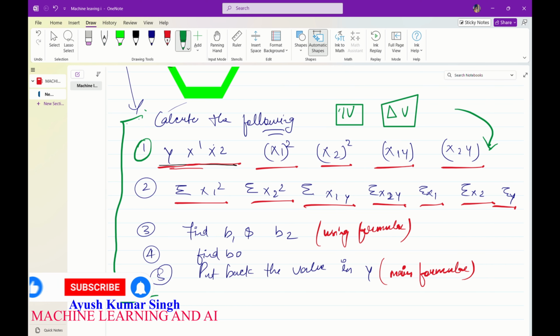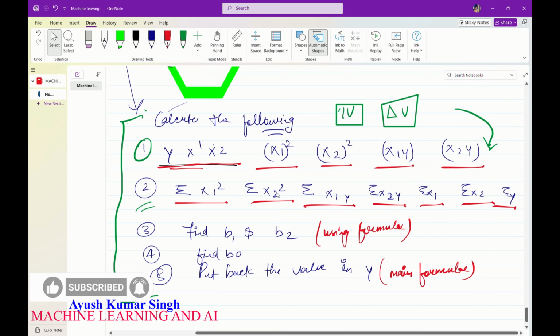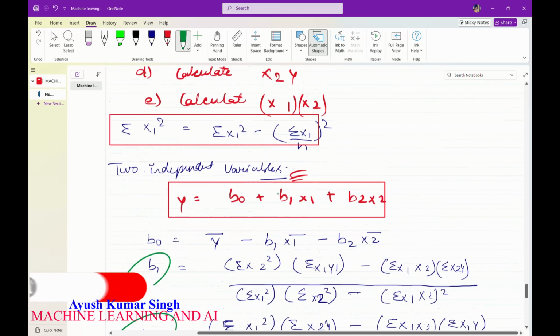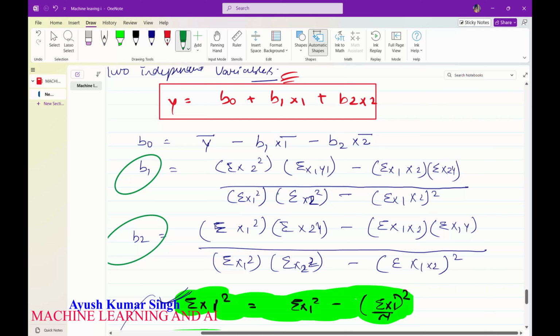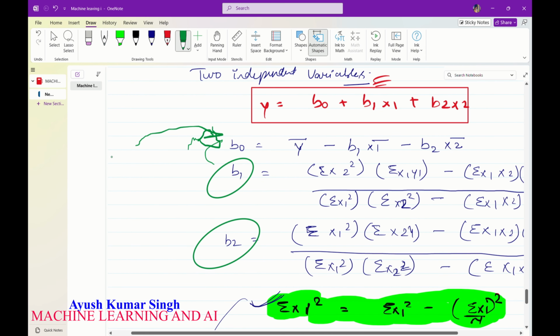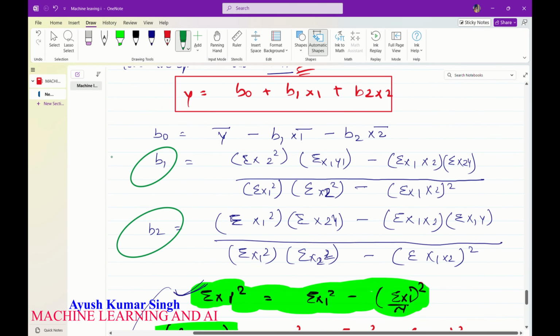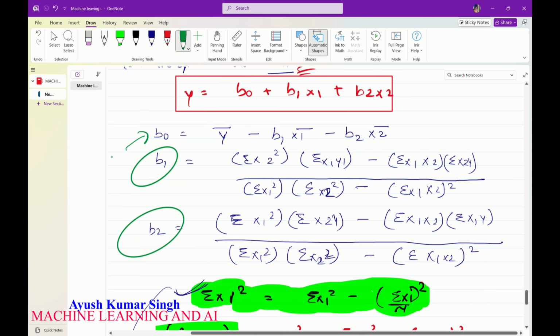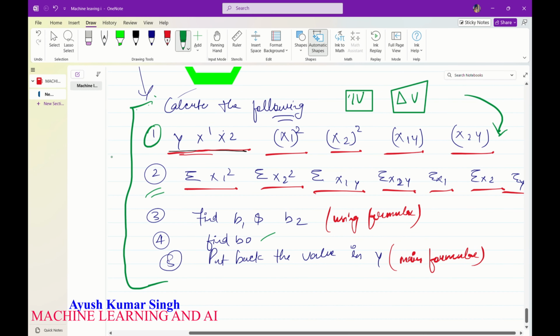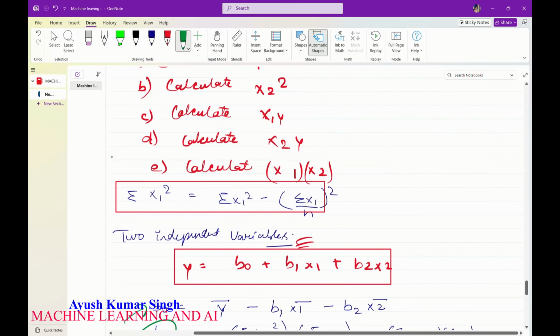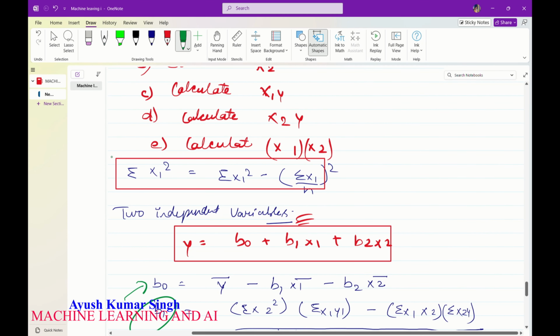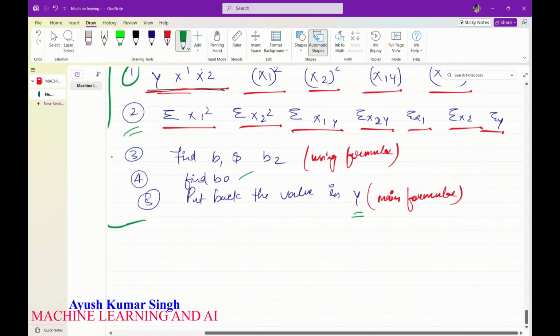After finding them, you'll do the second step, which is finding their sums. Okay. After that, put these sums back into the formula which I've shared here, for B1 and B2. Then after putting in these values and finding the variables, you can find the B0 value. That is step 4. After that, putting B0 back in the main y equation, that is B0, then we have B1 and all. Okay. Then you can find the y variable, which is the predicted value.